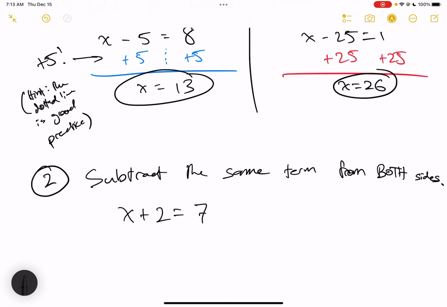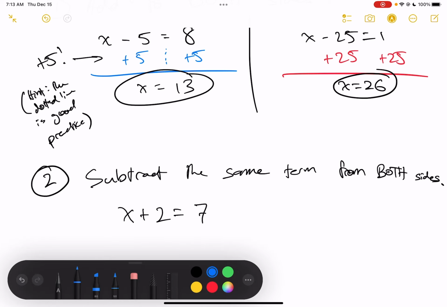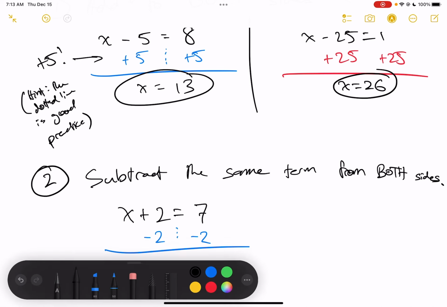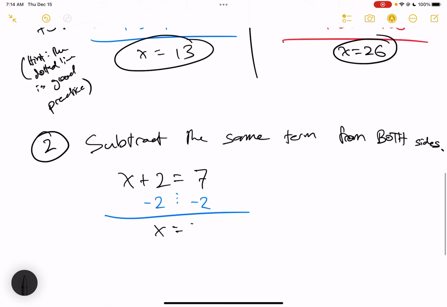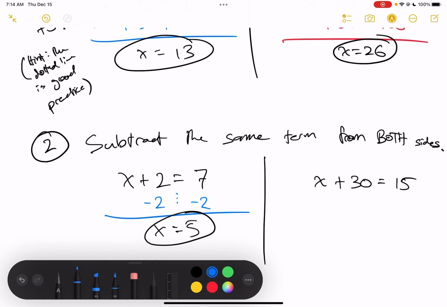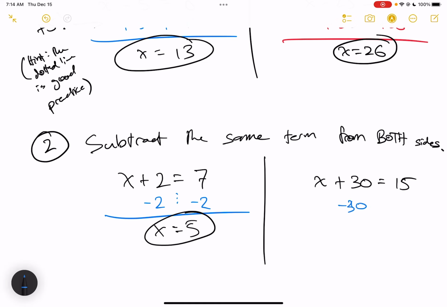So in this case right here, if I want to subtract 2 from both sides, that's the case where I am taking away 2, and it has to be from both sides. In this case, I'll be left with x equals 5. Similarly, what if I had x plus 30 equals 15? Once again, I can subtract 30 from both sides, and we still have balance.